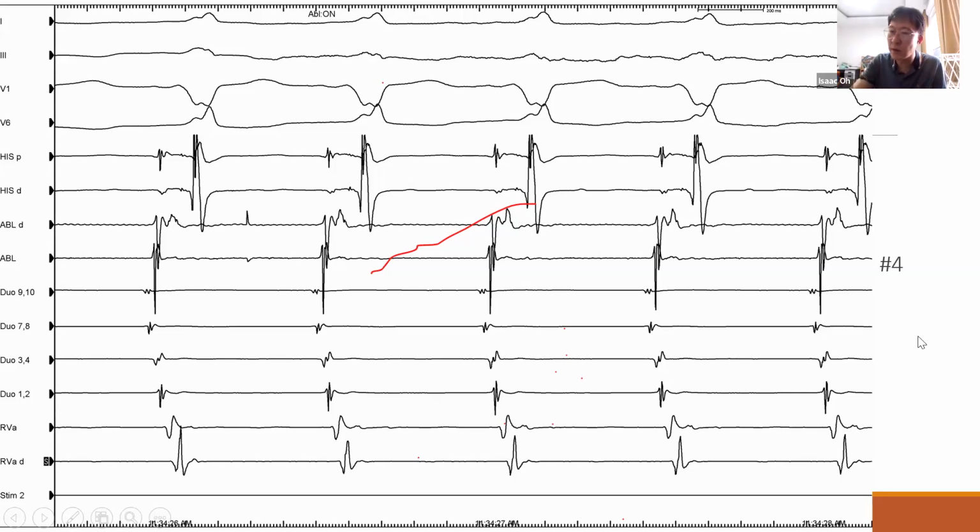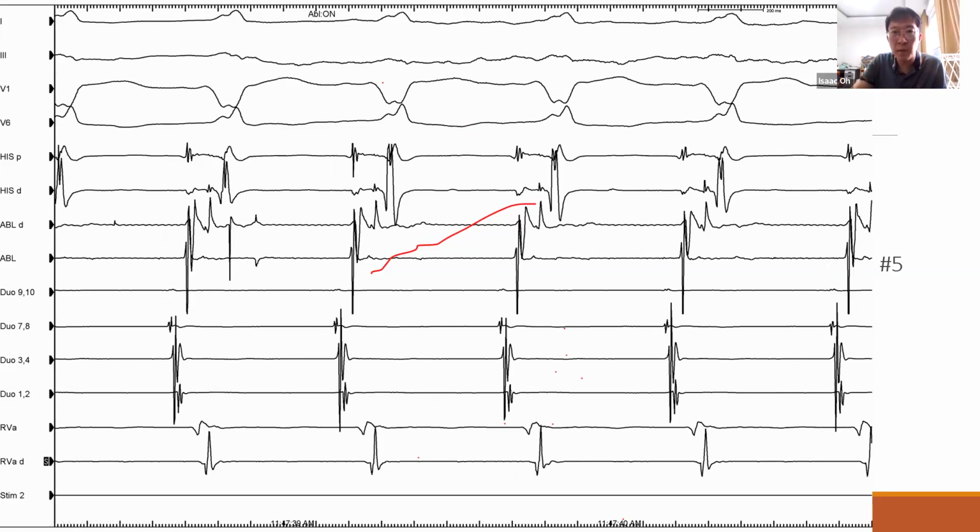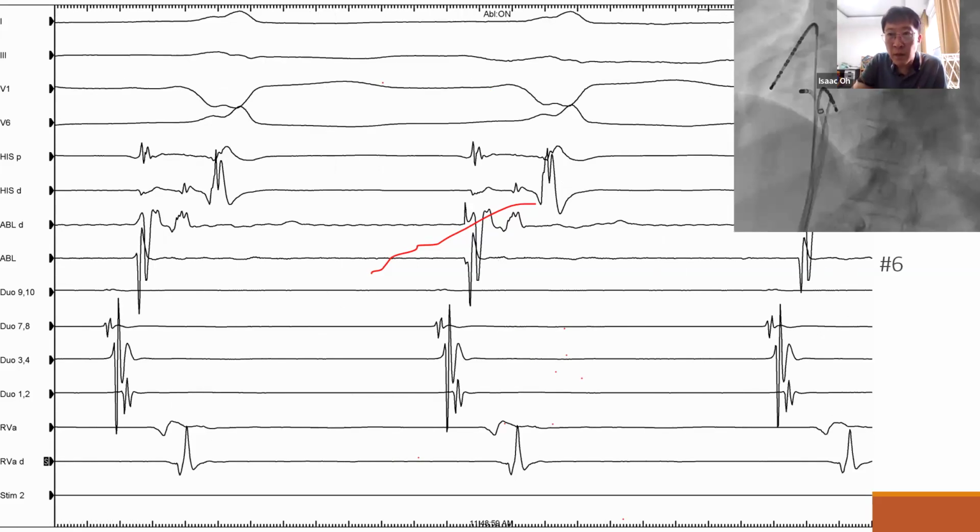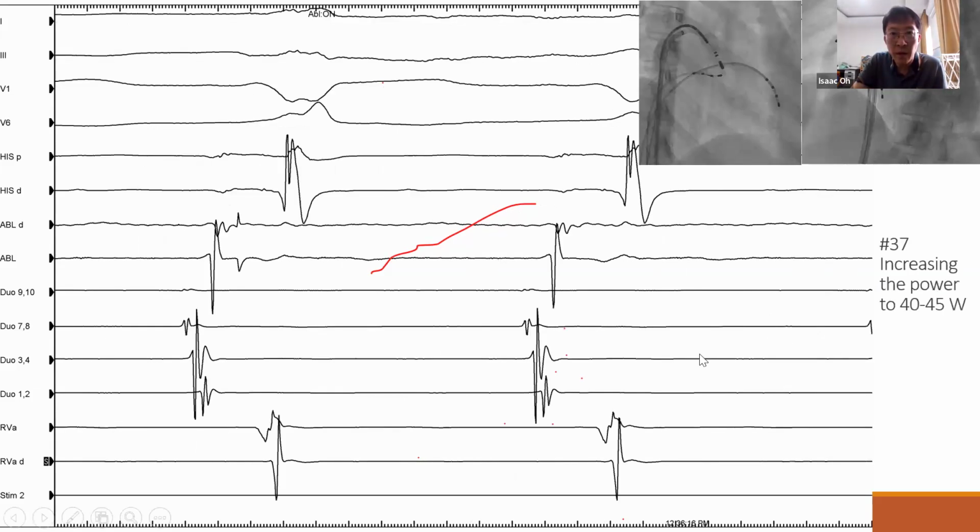And again, finally I failed, and then Dr. Wang came to help me. On the more anterior, free wall side with the potential, but no change. We tried so many times, but no change. We delivered for more than 1 minute, but no change. So finally, we increased the power to 40 and 45.